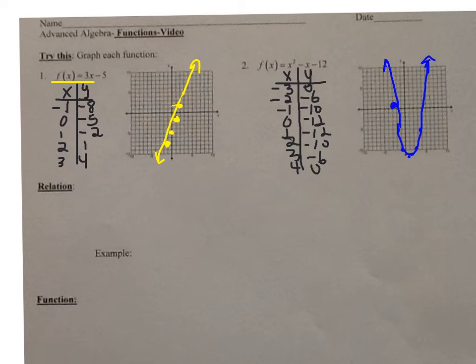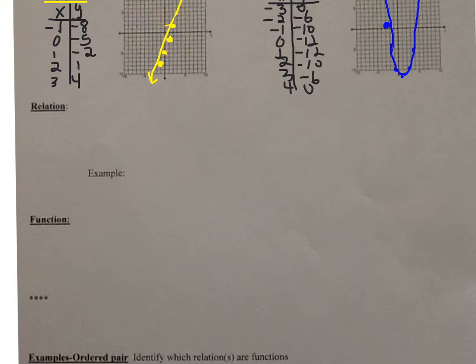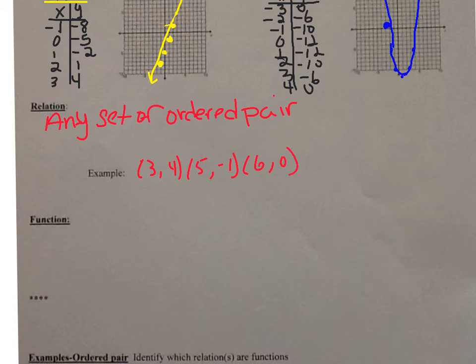Okay, so today we're going to start talking about functions. Relations and functions, actually. So let's start with the definition of what a relation is. A relation is just any set of ordered pairs. So let's write that down. Any set of ordered pairs. All right, so an example would be, now remember, ordered pairs of points: (3, 4), (5, -1), (6, 0), any set. So even if you just have 1 point, that's a relation. Okay, so any set of ordered pairs is a relation.